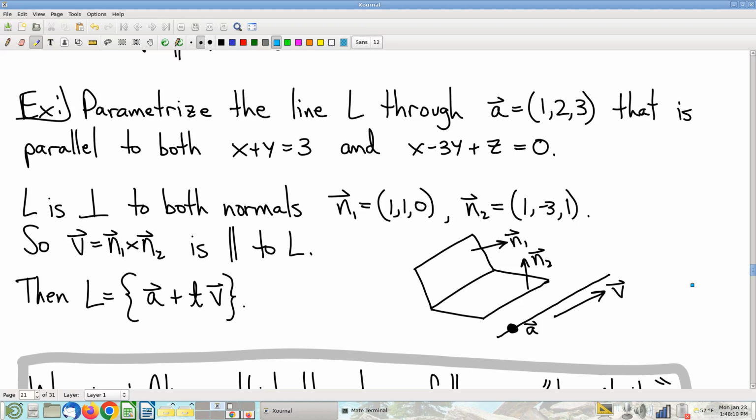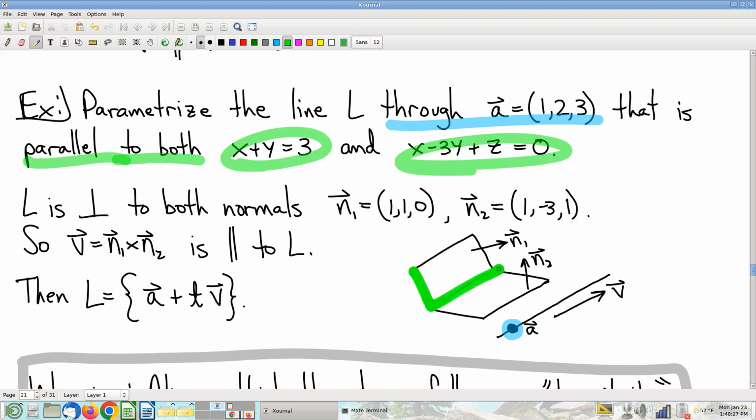So suppose we have a line and we're trying to parameterize, and we know that it goes through a given point A, and that it is parallel to both this plane and that plane. So, all right, it's got to be parallel to that plane, and it's got to be parallel to that plane. All right, and I think you can probably see that given this information, this does uniquely characterize a single line, right? There's going to be exactly one line going through that point that's parallel to both of these planes. Everybody on board?